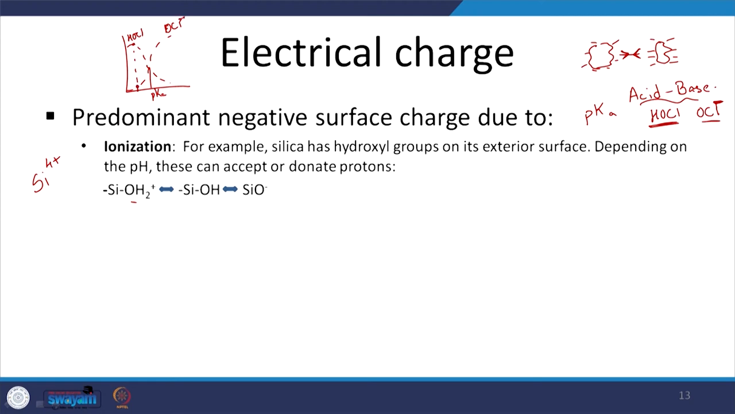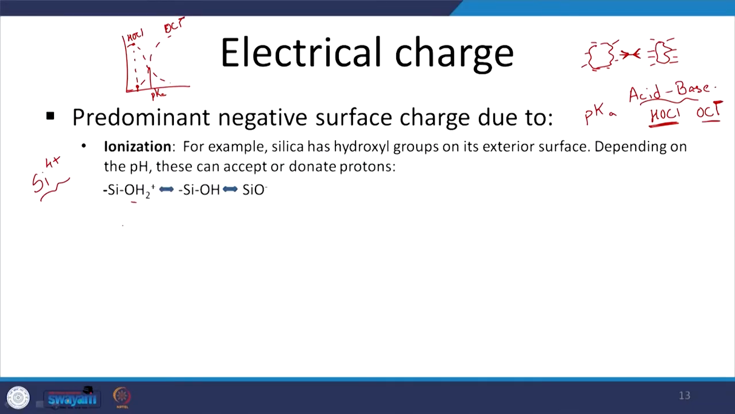which has a charge. Similarly here, we are not talking about acids and bases, but you still have different groups that change charge depending on the pH of the water. For example, silica has hydroxyl groups, which are pretty common on its exterior surface. Depending on the pH, it can have a positive charge, no charge or negative charge. Typically, it will be in this range. It is positive only when pH is far less than 2.